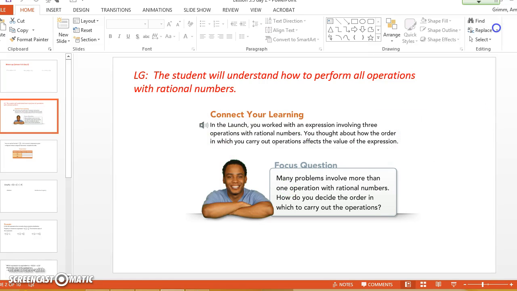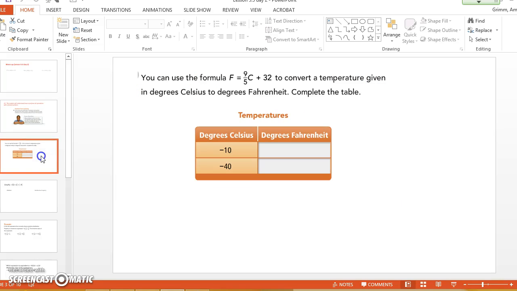All right, so moving on to our learning goal today. Today we're going to focus on all the operations. This is the second day on 5.5, and we're going to look at some different types of problems. First one is going to be a word problem with Fahrenheit and Celsius. Do you guys know the difference between those two?